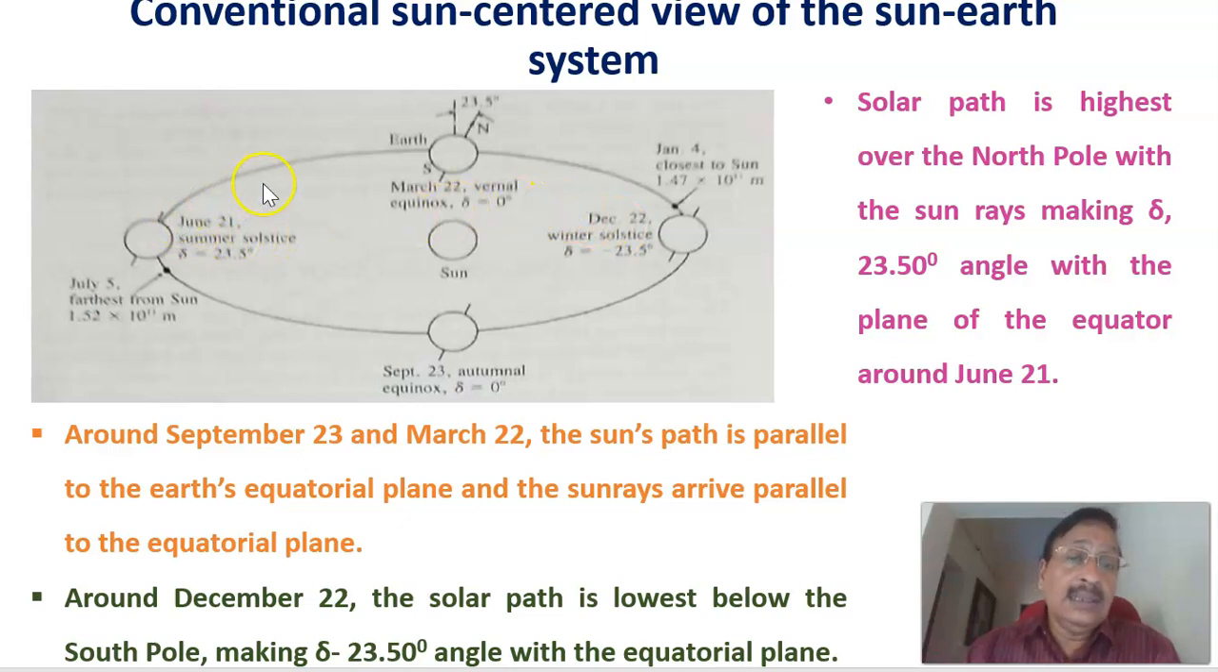For different periods or months, the delta is changing here. Here delta equal to plus 23.5, here minus 23.5, here equal to 0, and here 0.